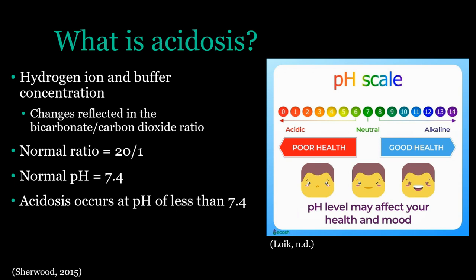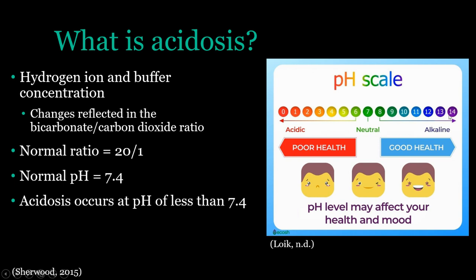Anytime the bicarbonate and carbon dioxide ratio falls below that 20 to 1, acidosis exists. And so, due to the Henderson-Hasselbalch equation, it should yield a pH below 7.4, moving us to a more acidic value on the pH scale, meaning poor health.